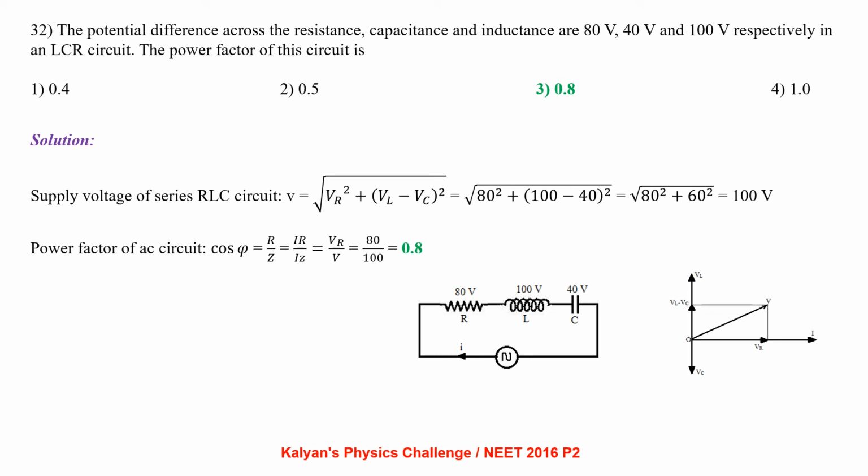Now the power factor of a circuit is given by the formula R by Z, that is cos phi. Multiply and divide with current, you get IR by IZ, that is VR by V, that comes out to be 80 by 100, that is equal to 0.8.